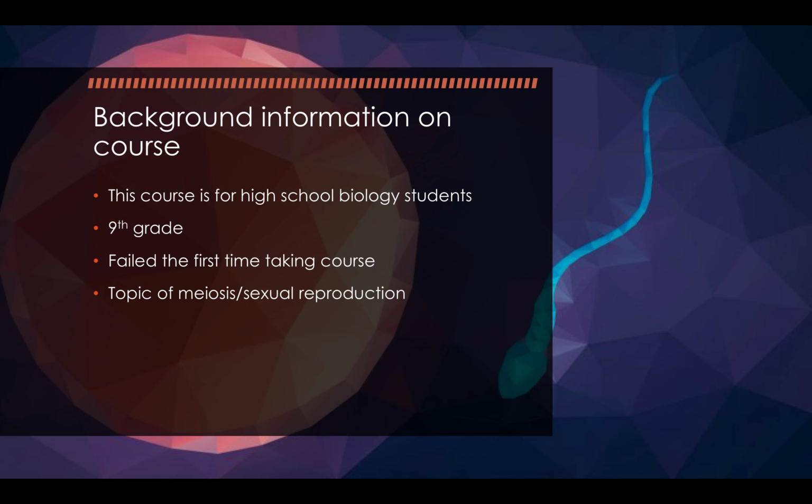As you can see in the background, this is a course that initially tends to grab student interest. Anytime sex is mentioned, students often begin to listen. This course is on sexual reproduction, which is specifically termed meiosis. Students are in 9th grade and have previously failed biology. The purpose of this online course was to design it so students would get engaged and complete the entire course with a passing grade.